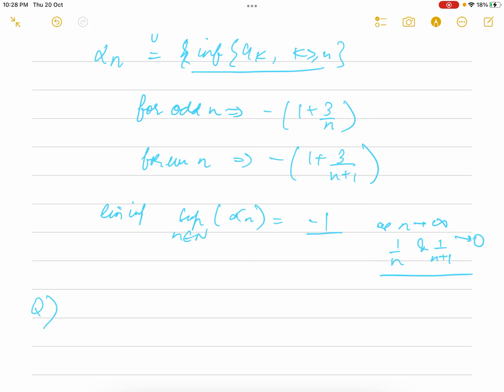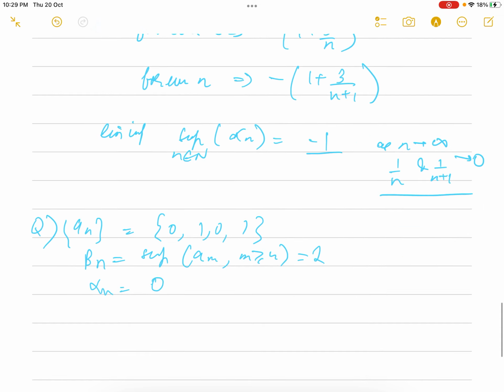I do have another example where we consider the sequence 0 1 0 1, and here beta n, which is the supremum of a_m where m is greater than or equal to n, is 1, and similarly alpha n is 0. That's why lim inf, which is the supremum of alpha n, is 0 because alpha n attains a constant value, and lim sup is the infimum of beta n and it is 1.